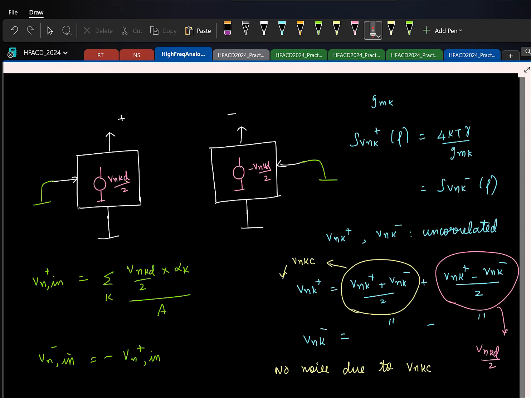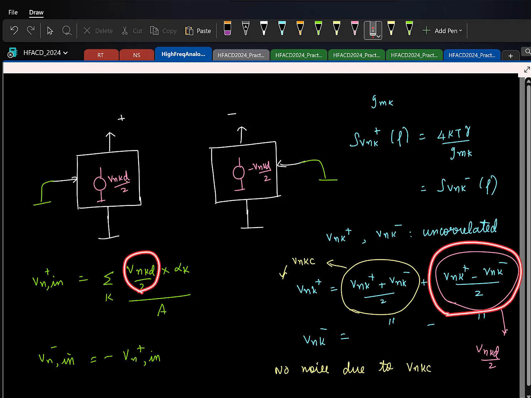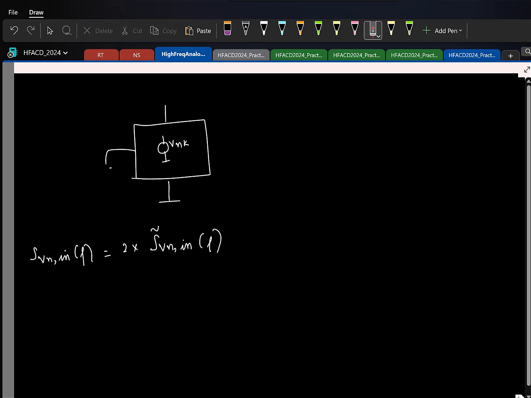Till this point I hope it is fine. You take the difference, you will get twice of this, and then you take the power spectral density and use the fact that the noise sources are uncorrelated. You replace Vn kd by 2 with Vn k plus minus Vn k minus by 2, and then take the power spectral density. So finally what you will find is that the input referred power spectral density for the fully differential circuit is twice the input referred power spectral density of your differential half circuit. That's all.